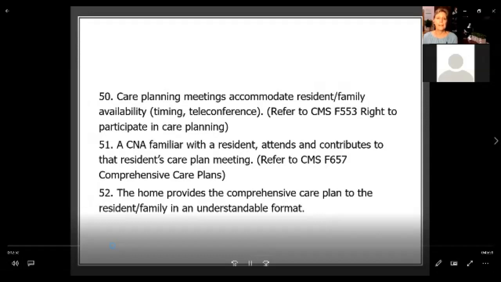The next one, 51, a CNA who's familiar with this person attends and contributes to a resident's care plan meeting. Hopefully this is happening in your home. If it's not, this is another example of a culture change practice that actually became regulation. We're quite proud of it. It is now listed in CMS regs at 657. So if you didn't know that, there's another reason to do it. Item 52 represents the practice that your care plan is shared in an understandable format. Hopefully you already do that, and that's an easy win.